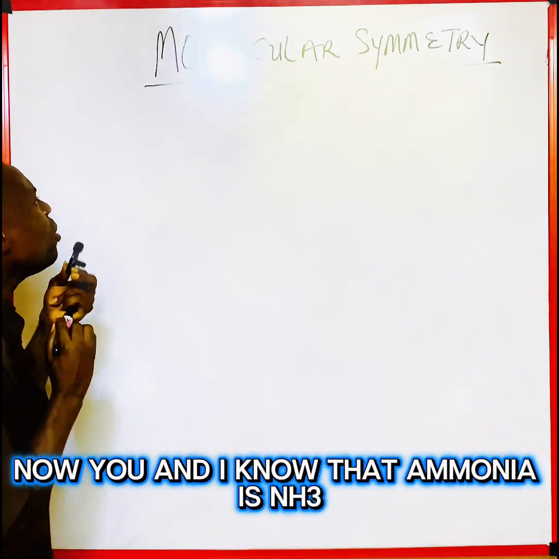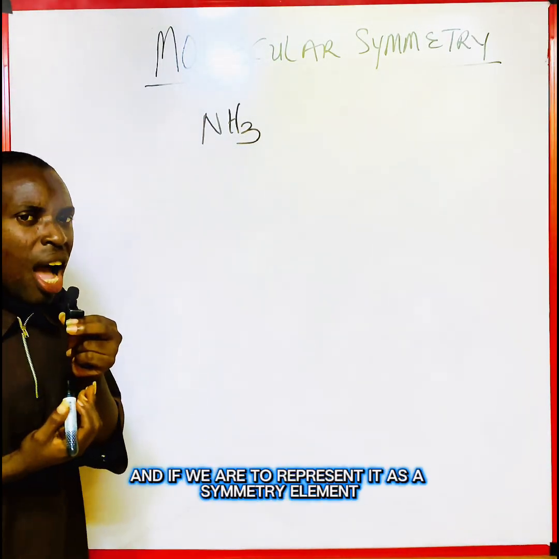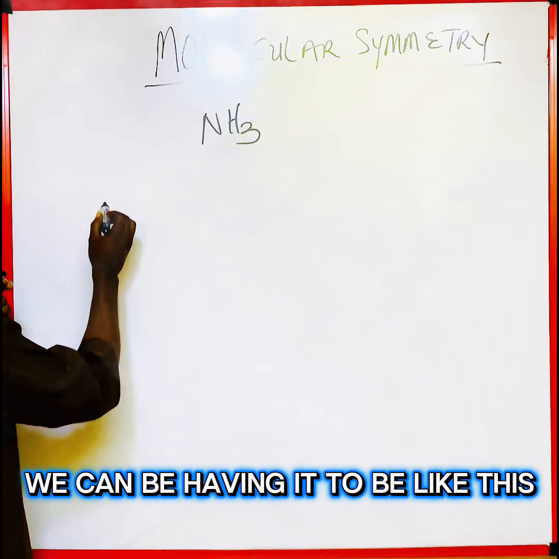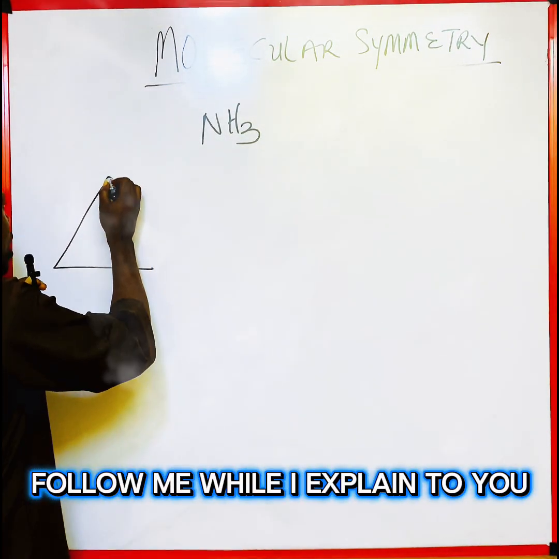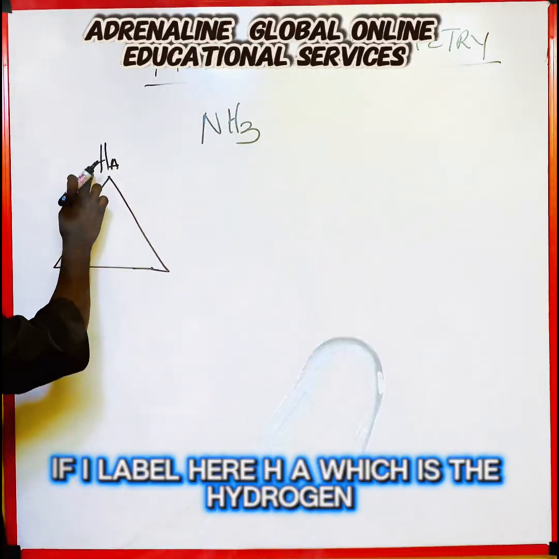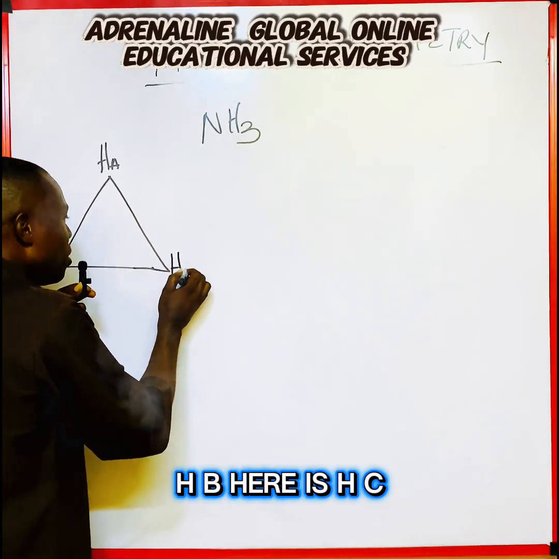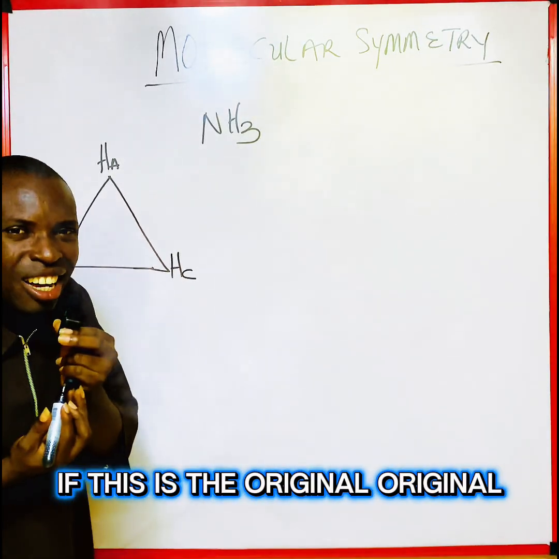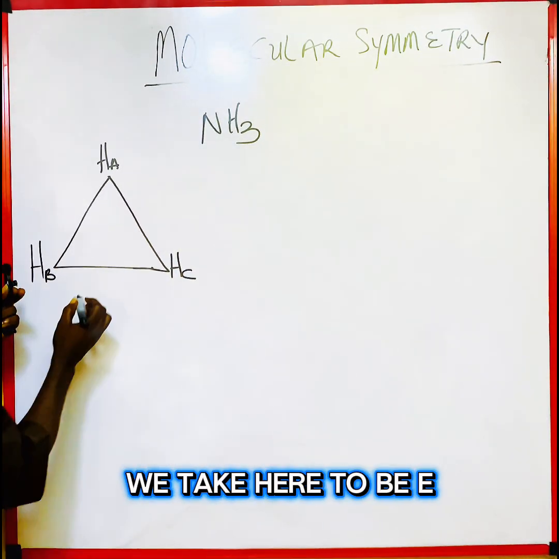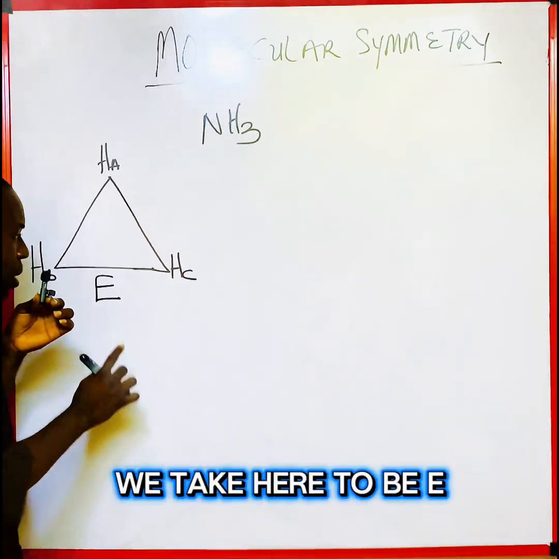Now you and I know that ammonia is NH₃. And if we are to represent it as a symmetry element, we can have it like this. Follow me while I explain to you. If I label here HA, which is the hydrogen here, HA, here HB, here HC. If this is the original element, we'll take it to be E, which is the identity. All these are identity. We take it to be E.